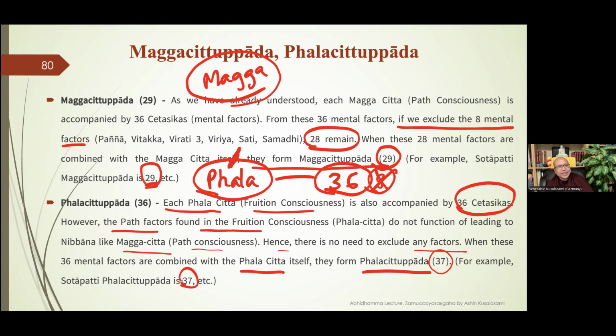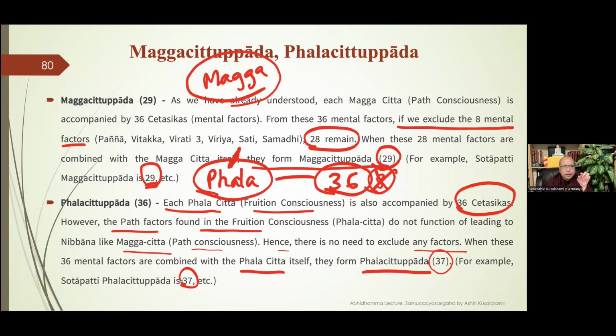Probably not the smartest question, but if we have Magga Citta arising, of course it comes with those 8 path factors or mental factors. But Magga Citta also comes with all the wholesome Cetasikas, right? And these are included in the 36, but why are they not also included in the Magga Citta as the 8 path factors are?